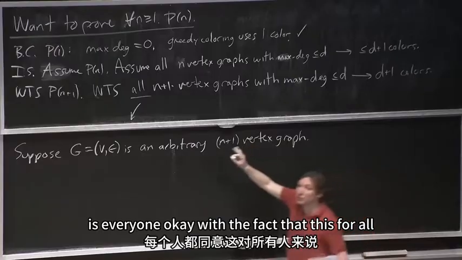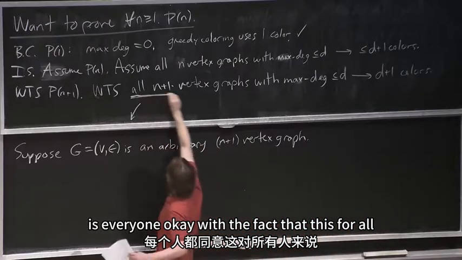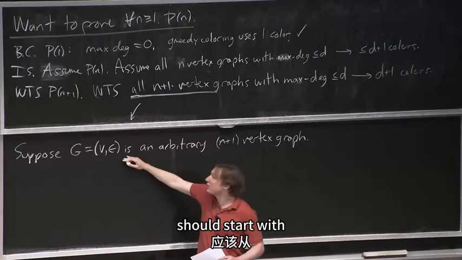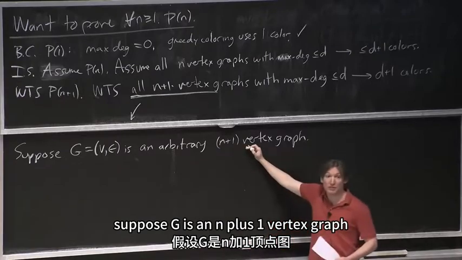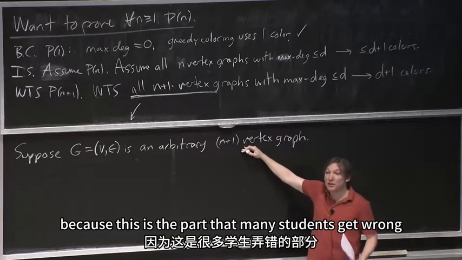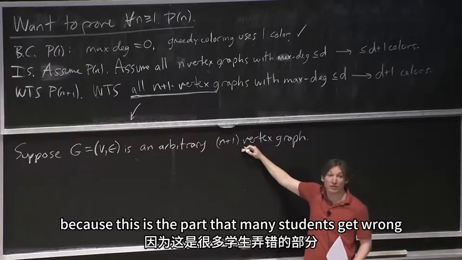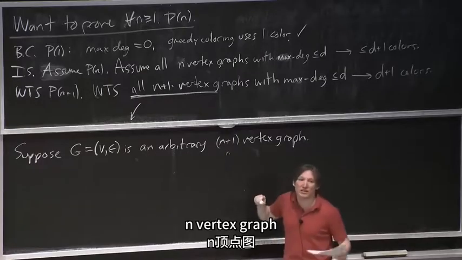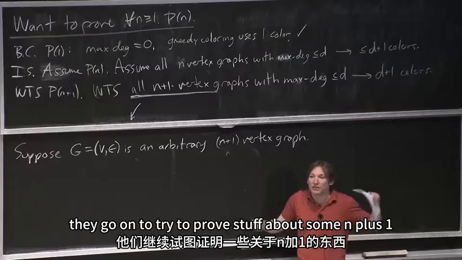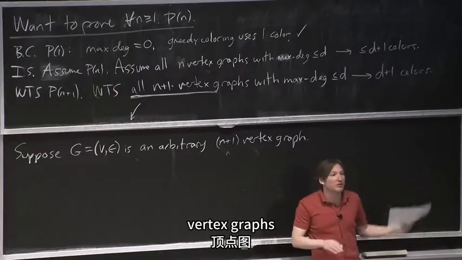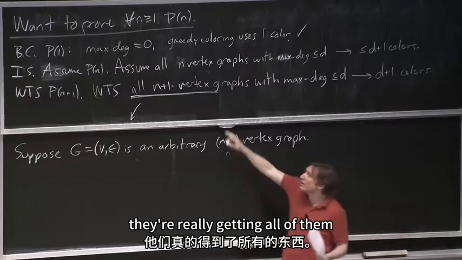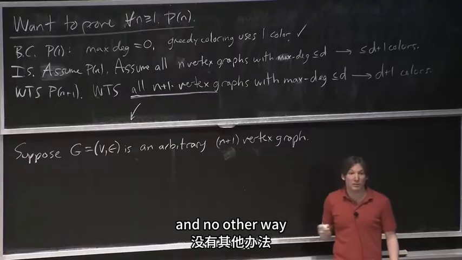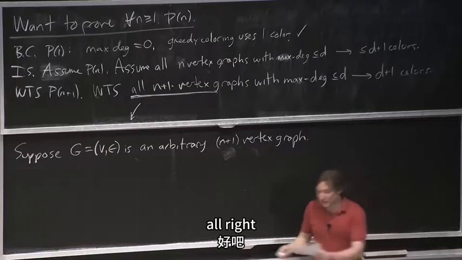All right, is everyone okay with the fact that this for all n plus 1 vertex graphs tells us that this next line should start with, suppose G is an n plus 1 vertex graph? Because this is the part that many students get wrong. They will often say, suppose G is an arbitrary n vertex graph, and then they go on to try to prove stuff about some n plus 1 vertex graphs, but they haven't shown that they're really getting all of them. It's this for all that tells us we should start like this and no other way. All right, so what do we do next?